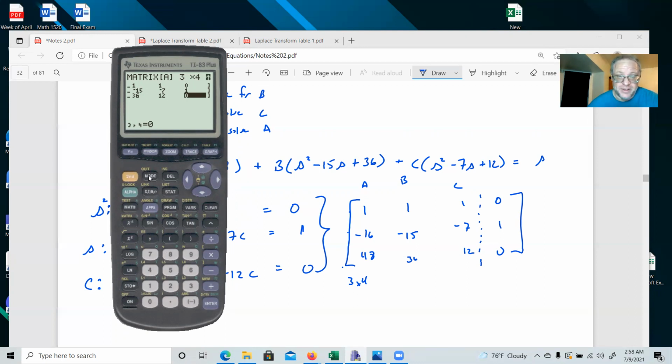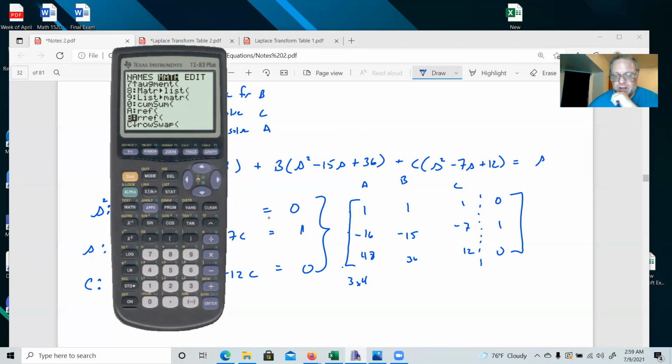So let me go ahead and quit out of this, because I don't know how to finish entering the matrix. That's the way I do it: I just enter and then come back in. So back to matrix. What we're going to do is a math thing.